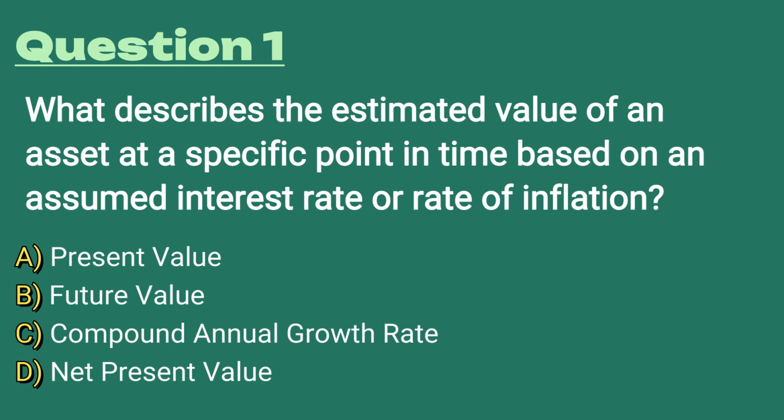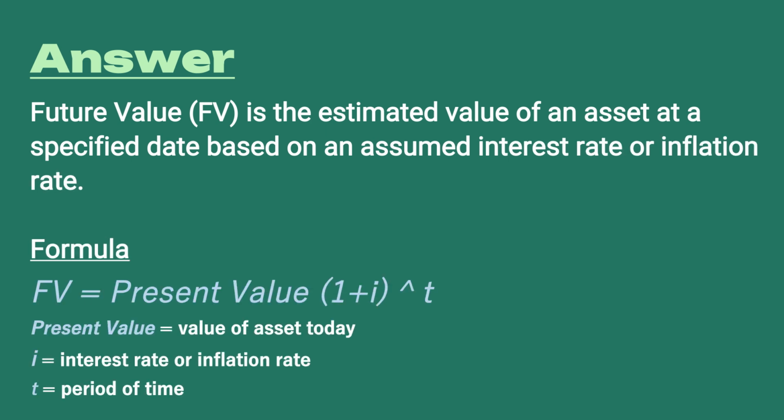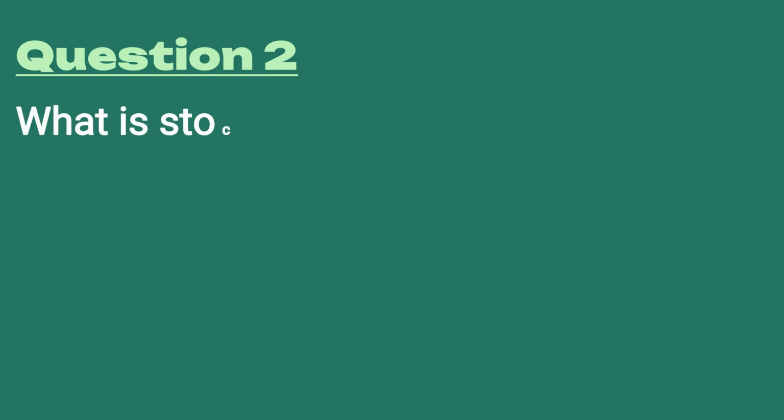The answer is B, future value. Now, this is the time value of money. The future value is an estimated value of an asset at a specific date based on an assumed interest rate or inflation rate. Basically, you're going to take a set rate over a period of time, and you're going to have your starting value, and you're going to use the formula below to calculate what that future value will be based upon your inputs. Question number 2, what is stock dilution?